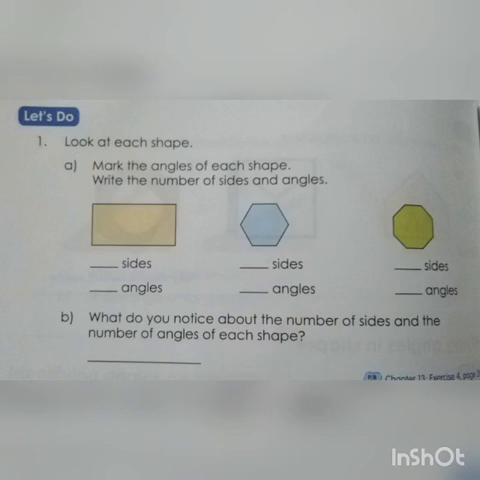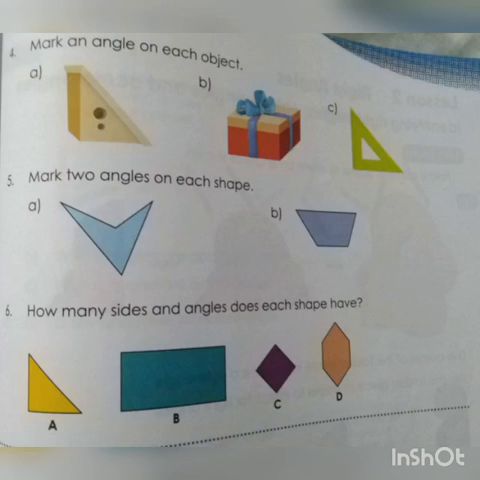Look at the square. In a square we have 4 sides. So the angles formed are 4. 4 sides means 4 angles. This is your homework part, children. You have to do it by yourself.